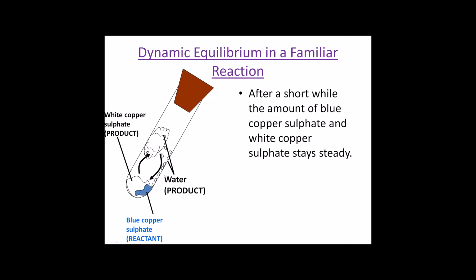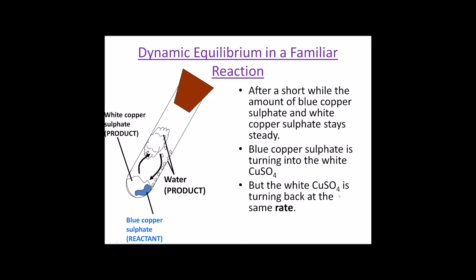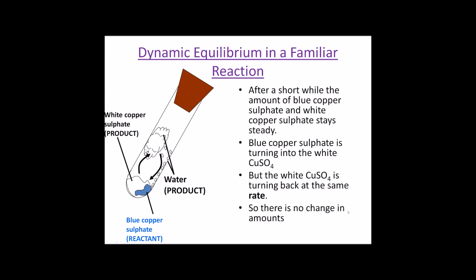It's almost like a tug of war, and they've reached a position where neither of them can pull the other side. They're both trying, they're both moving a couple of centimeters one way, a couple of centimeters the other, but overall the amounts are going to stay the same. Okay, so blue copper sulfate turns into the white copper sulfate. At the same time, the reverse is happening. No change in overall amounts. Okay, I hope that makes sense to everyone.